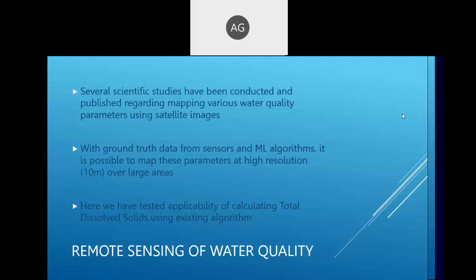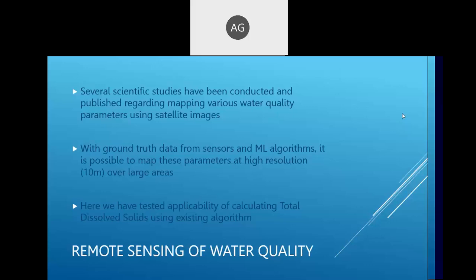What you need is the ground truth measured by sensors, which is fairly distributed geographically, and then you have to do your own analysis. You can build a machine learning algorithm to predict the relation between specific multispectral bands and the water quality parameters. So with this ground truth data, it is possible to map these parameters at high resolution, 10 meters. You could even map them at 50 centimeters using commercial imagery, of course. But here on Google Earth Engine, we are going to use the freely available Sentinel-2 10-meter imagery.